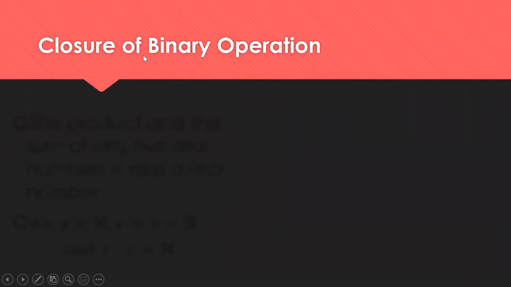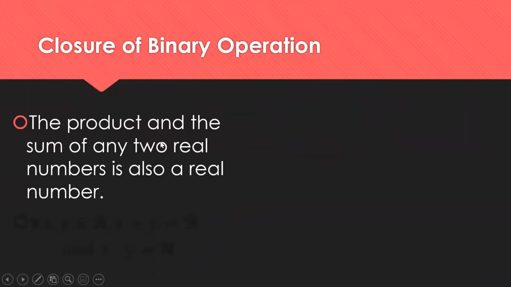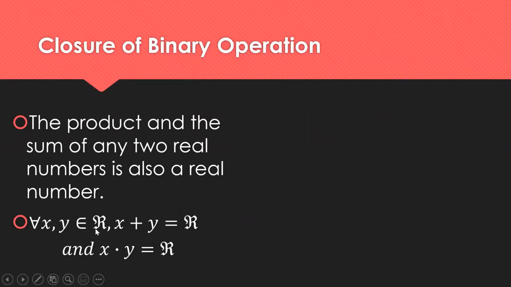The first one is the closure property of a binary operation. The product and the sum of any two real numbers is also a real number. So for every real number x and y, their sum and product are also a real number. For example, for addition, x plus y produces a real number. A real number x plus a real number y results in another real number.